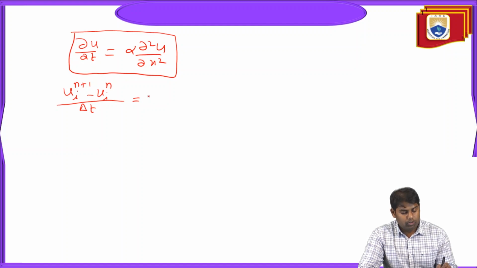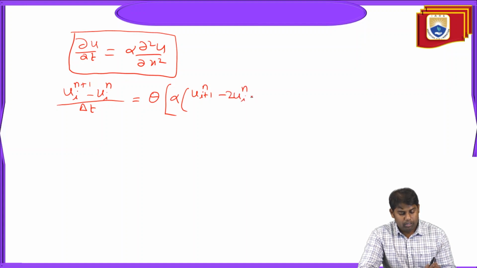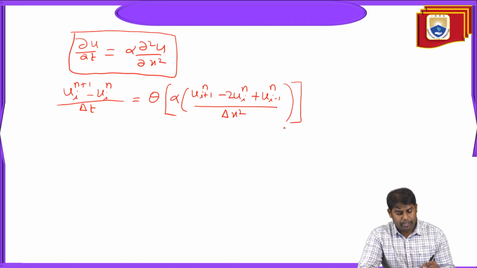Theta into alpha times u of i plus 1 to the power of n, minus 2 u of i to the power of n, plus u of i minus 1 to the power of n, divided by delta x square. Okay, so this is one factor.